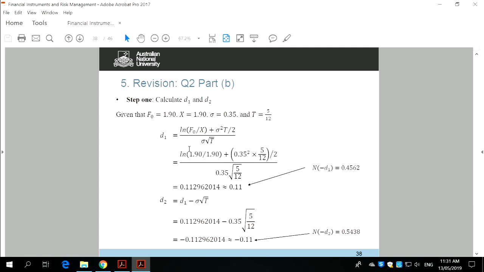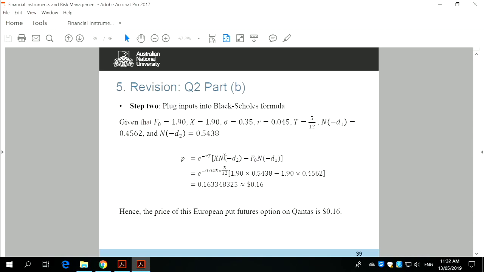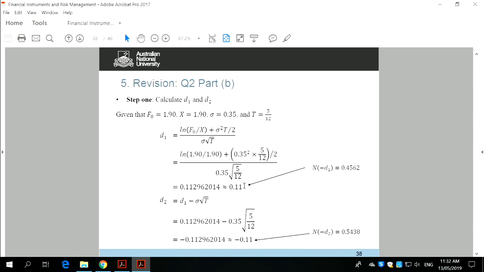And we were told the futures price is $1.90, strike price is also $1.90. And that's the variance times the maturity divided by 2, then divided by sigma times square root of time t. We get the D1 value. Then we use the D1 value to work out D2. Remember, in this question, we were asked to calculate the price of the put futures option, right? So if you remember the put futures equation, we're really interested in finding N(-D1) and N(-D2), okay? So that's why we need to find the probability for minus 0.11 and positive 0.11.